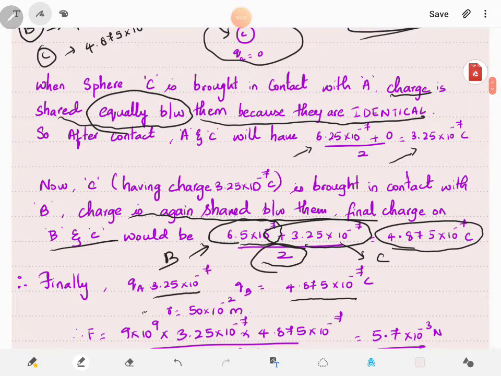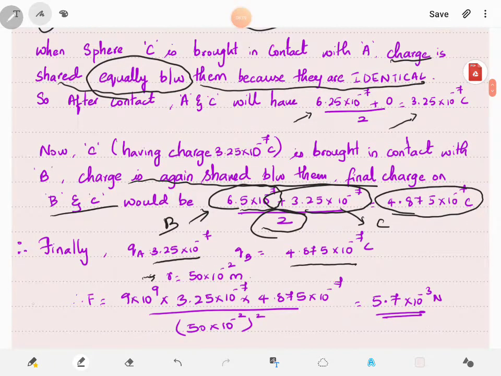So distance is going to be 50 centimeter because they've been replaced at the initial positions once again. So we once again use Coulomb's law to find the force. Plugging in all the values, we see that the final force is going to be 5.7 into 10 power minus 3 Newton. Charge sharing concept has been asked various times in CET exam as well as in NEET exam. It is very important for you to remember the concept of charge sharing whenever you have spheres that are brought in contact. If they are identical, then charge sharing happens equally. Charge is distributed equally among them.